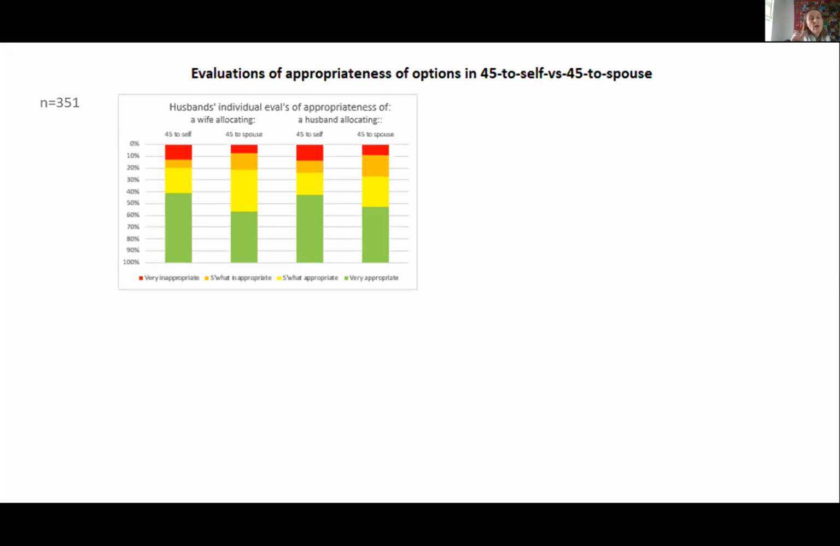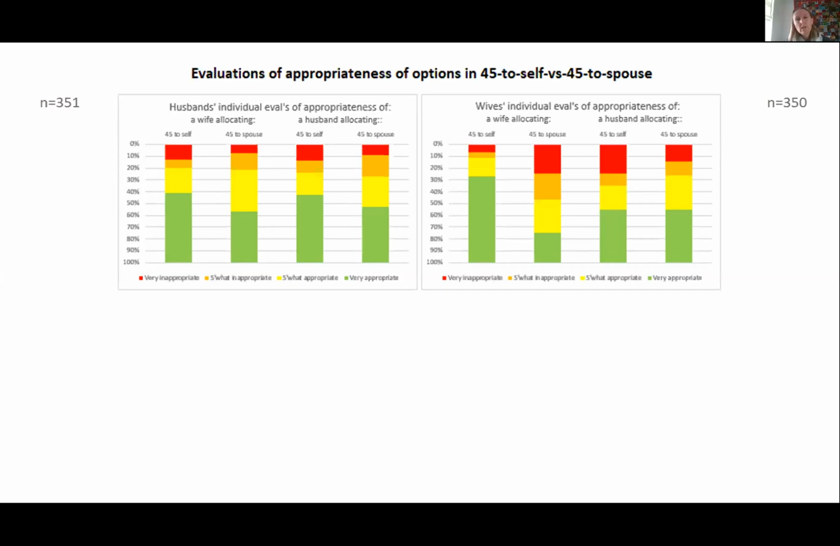The 2 on the left are when a wife is making the decision. On the far left, she's allocating 45 to herself. Next, she's allocating 45 to her spouse. Okay, so that's a decision choice set pair. And then on the right of the figure, this is a husband allocating, and again, first to himself versus to the spouse. Now I'm also showing you the wives' individual evaluations. The panel is organized in the same way.